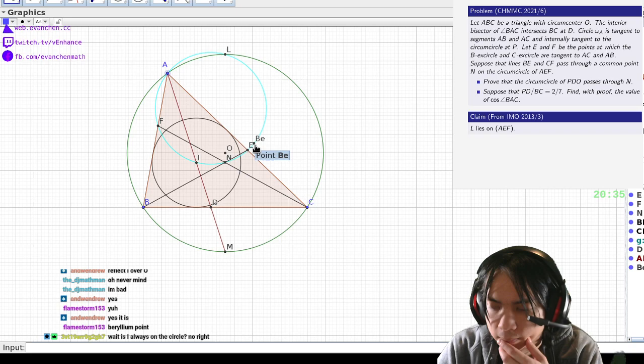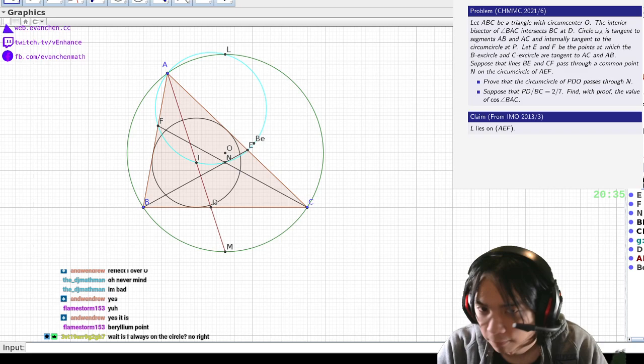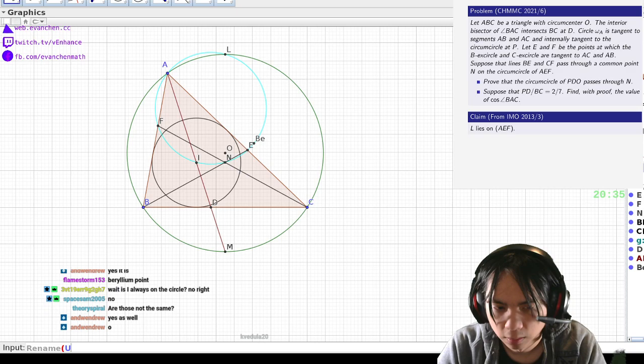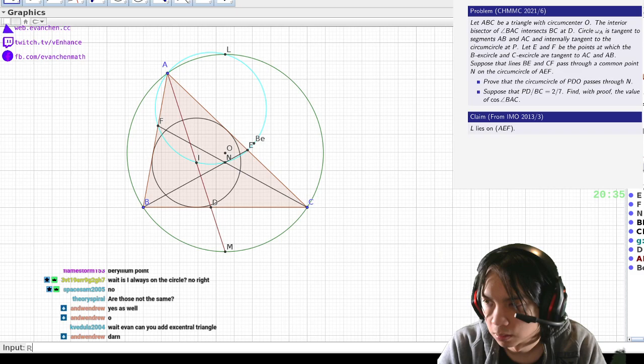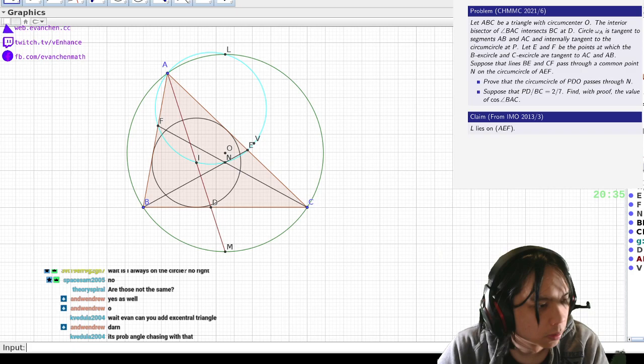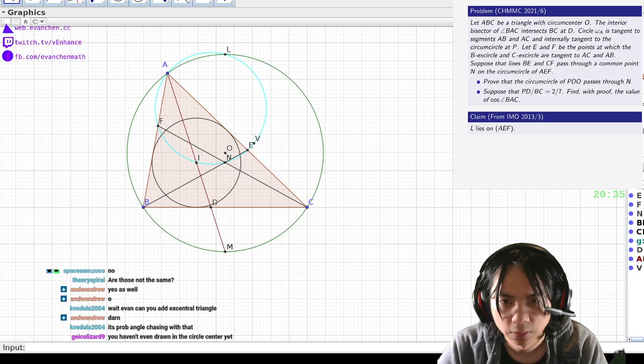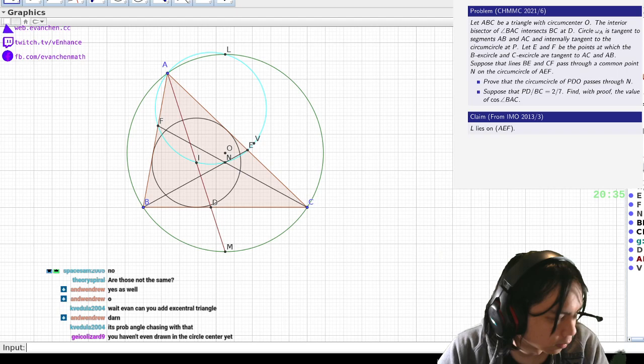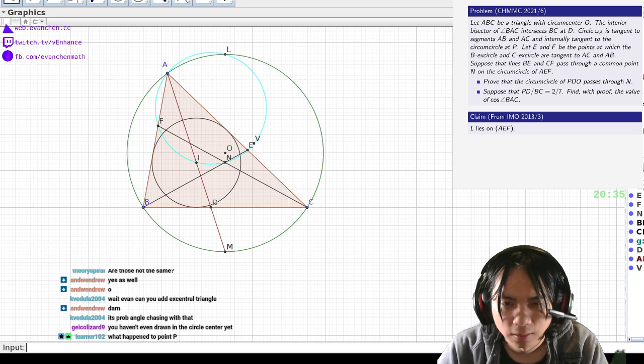Okay, also this notation sucks. We're gonna repurpose this. Can you add the excentral triangle? I could, I guess, but I'm still... Something about this is bugging me, but I can't put my finger on it. There's something I'm not seeing.